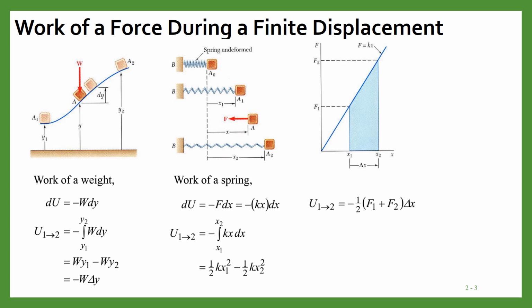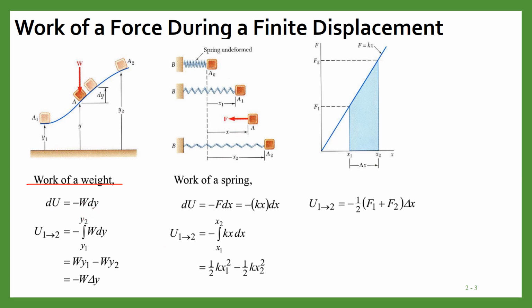Now let us see the work of a force during finite displacement for some situations. So consider this first situation when your particle is either moving up or moving down. This is called the work because of a weight. So we know the work is equal to, because the small displacement is dy, then small work dU is equal to minus W dy.